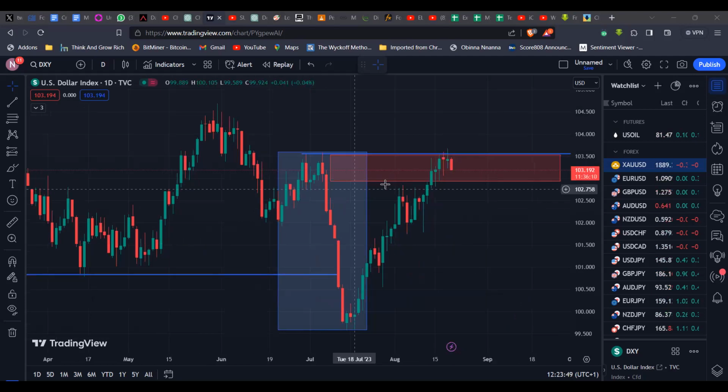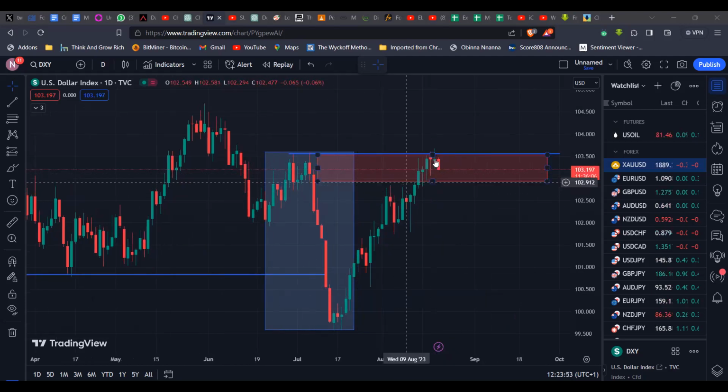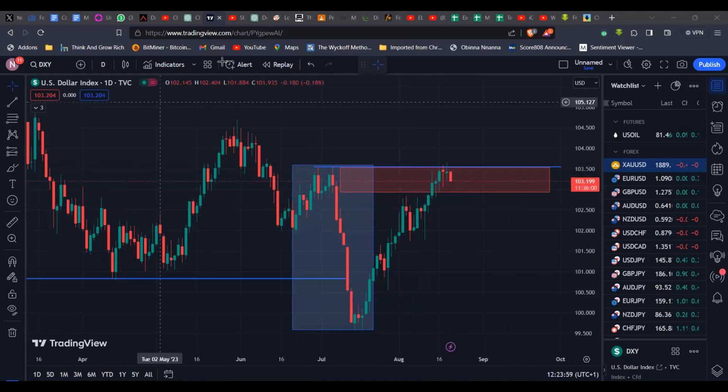You can see I highlighted this zone as the last up move before the down move, an area where we could see potential dollar weakness. And as you can see, the market is reacting to that. Now this doesn't necessarily mean that we're going to see the dollar plummet, because zones hold and zones break. However, we have to respect the direction price has been in, which is bearish.